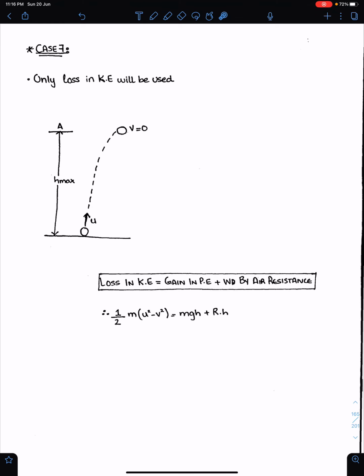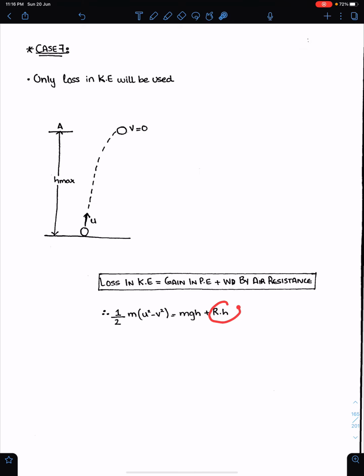Case 7. This particle is projected vertically upwards. So this particle has just one initial energy, loss in kinetic, and this will be distributed into two types of energies, gain in potential and work done by air resistance. If there is air resistance, then loss in kinetic will be distributed into two types. What if there is no air resistance? Then loss in kinetic will totally be distributed into gain in potential.